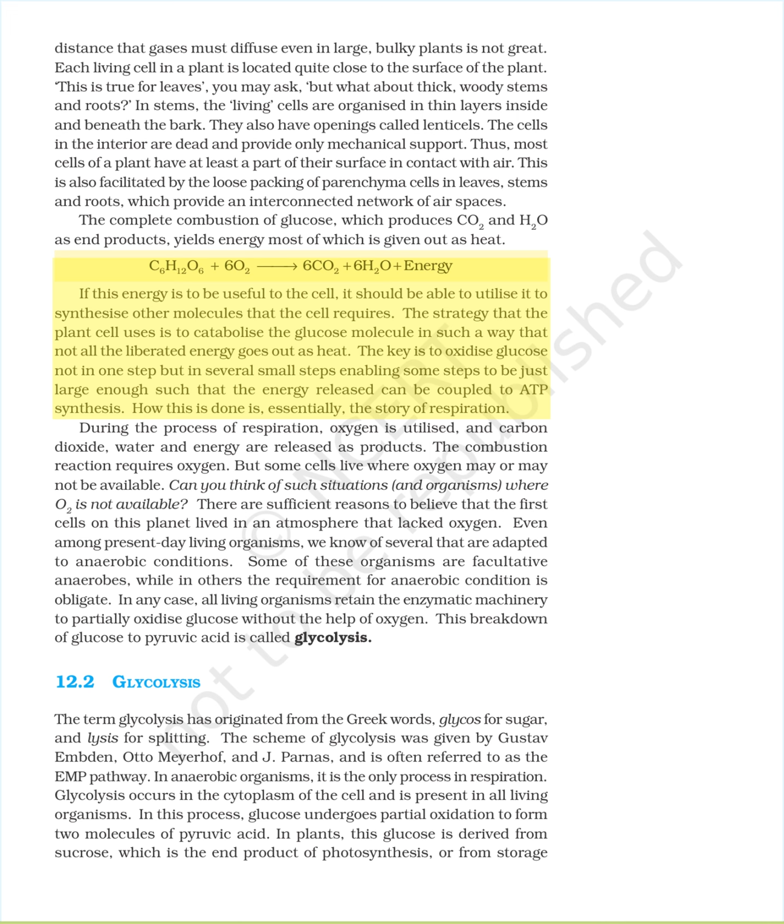If this energy is to be useful to the cell, it should be able to utilize it to synthesize other molecules that the cell requires. The strategy that the plant cell uses is to catabolize the glucose molecule in such a way that not all the liberated energy goes out as heat. The key is to oxidize glucose not in one step but in several small steps, enabling some steps to be just large enough such that the energy released can be coupled to ATP synthesis. How this is done is, essentially, the story of respiration.